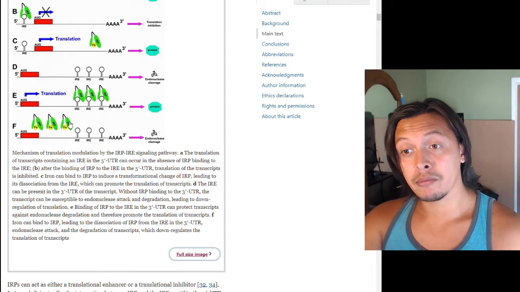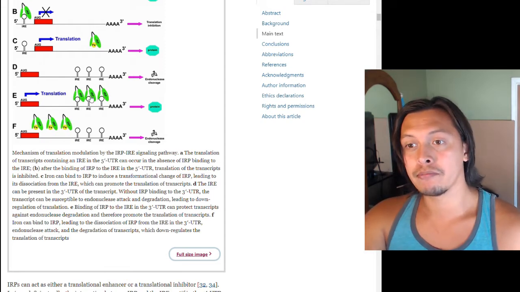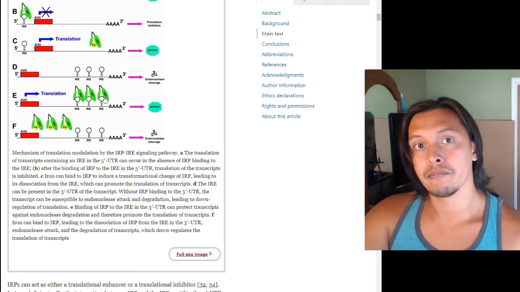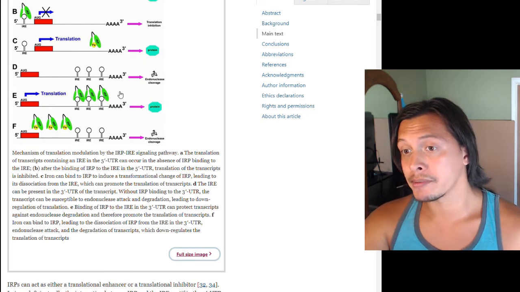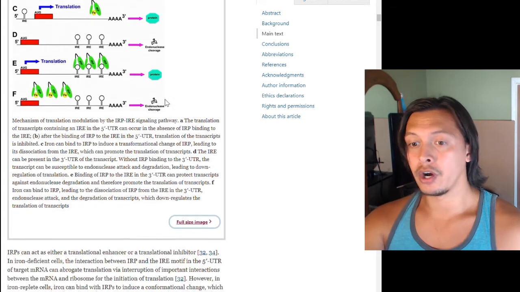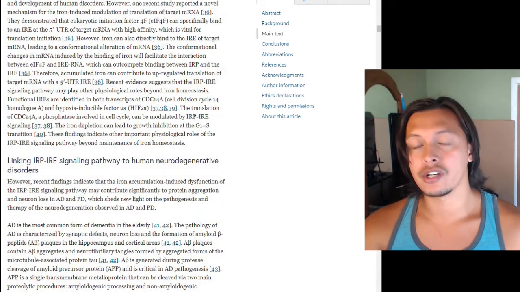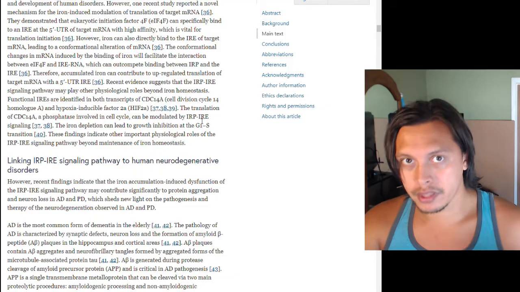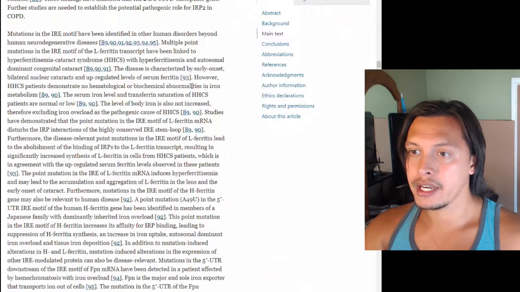But if you have so many IRP2s, you could still have, theoretically, IRP2s binding to these iron response elements and protecting these 3' iron response elements. And by protecting these 3' iron response elements, you are producing more protein than you want to produce. So that's theoretically one of the ways that an upregulation of IRP2 could cause pathology. Anyways, let's go back down.